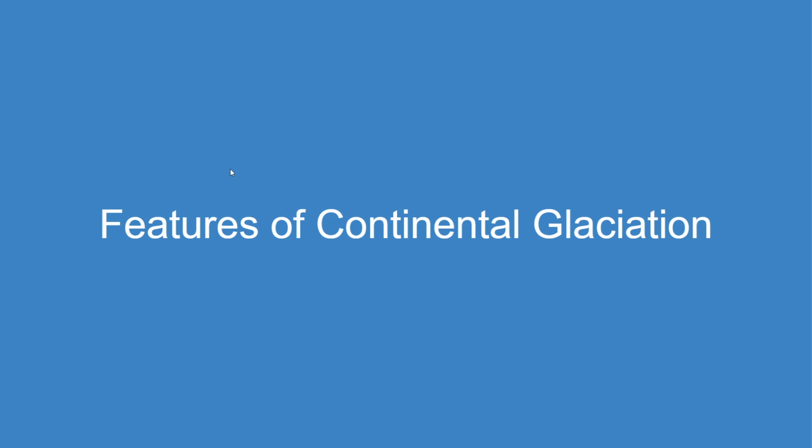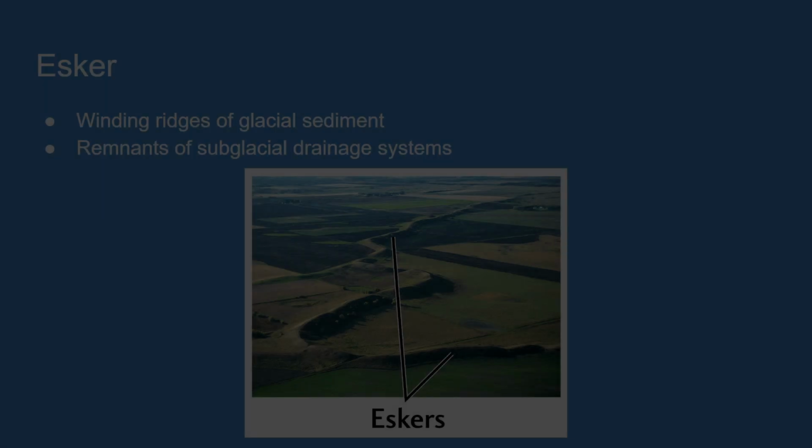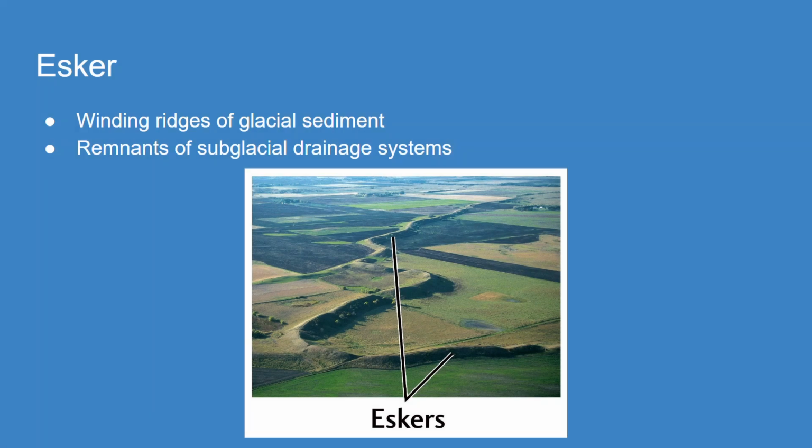Okay, so now I will talk about the features of continental glaciation. So first of all is esker, which are winding ranges of glacial sediment, and they are remnants of subglacial drainage systems. And as you can see in this farmland, these little ridges look kind of like a winding snake.